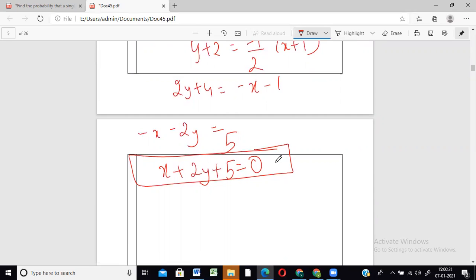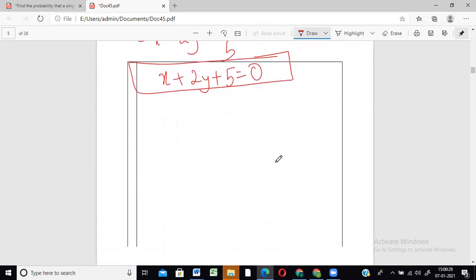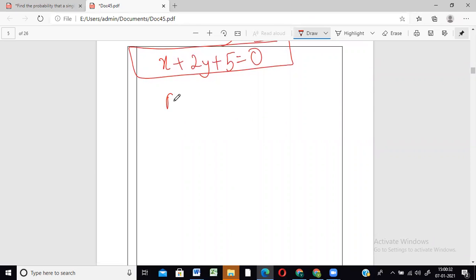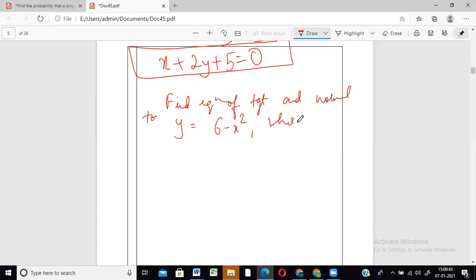Okay, so let us do a few different types of sums. Now suppose, find the equation of, not a very straightforward question. Okay, you have to find the equation of tangent and normal to the curve y is equal to 6 minus x square, where the normal is parallel to the line x minus 4y plus 3 is equal to 0. This is the question that you have.